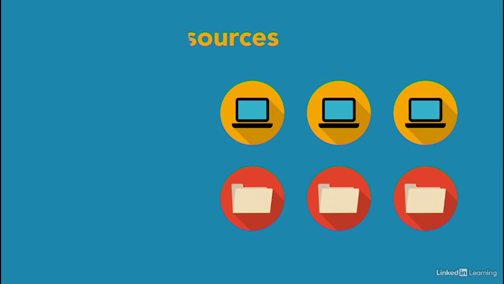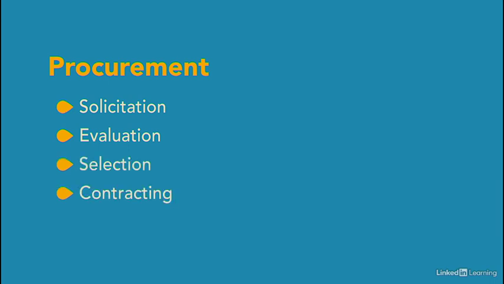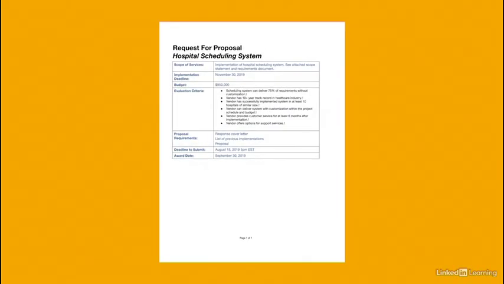to start your assignments." For resources outside your organization, the procurement process has a few more steps: solicitation, evaluation, selection, contracting, and ongoing management. These steps can take time, so be sure to leave room in your schedule for performing them. Solicitation often begins with a request for proposal, abbreviated as RFP.